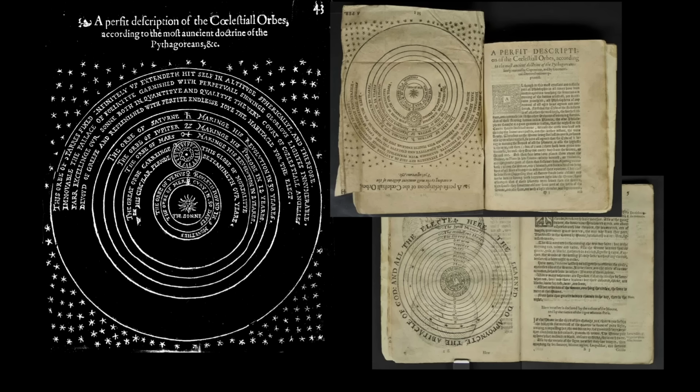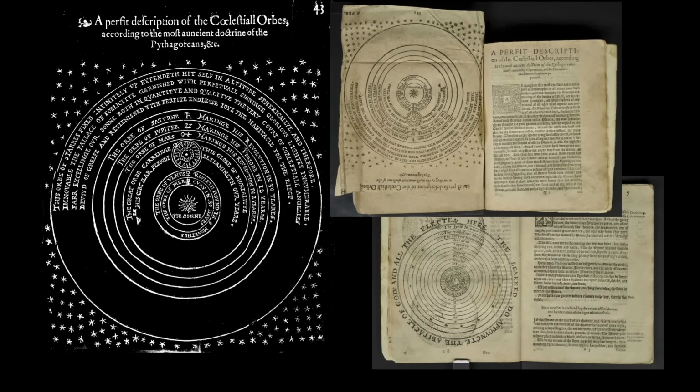And the most important of them was called A Perfect Description of the Celestial Orbs According to the Most Ancient Doctrine of the Pythagoreans, lately revived by Copernicus and by geometrical demonstrations. So his father's original book, his father's almanac, proposed the Ptolemaic geocentric cosmology. But the appendix that Thomas Digges put in there detailed a discussion of this controversial and still poorly known Copernican heliocentric model for the universe.